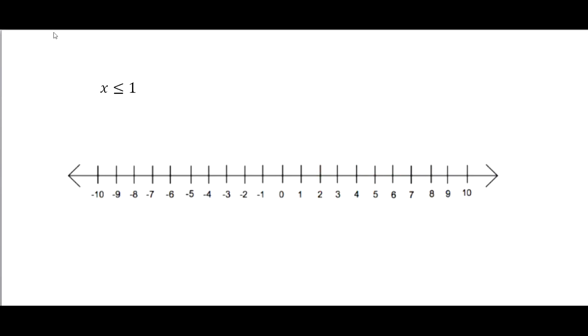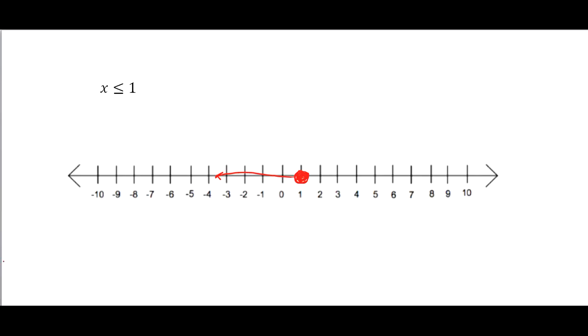If we have x is less than or equal to 1, we locate the 1 on the number line. We have to fill the circle, and we're looking at less than, so this is how we represent x is less than or equal to 1.